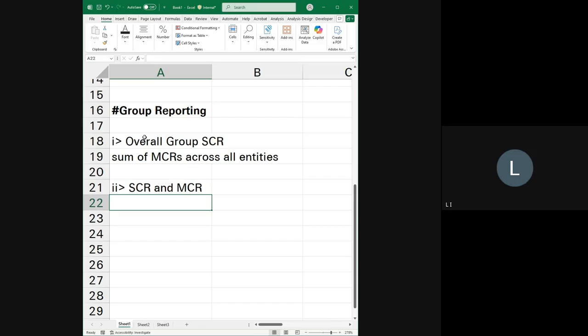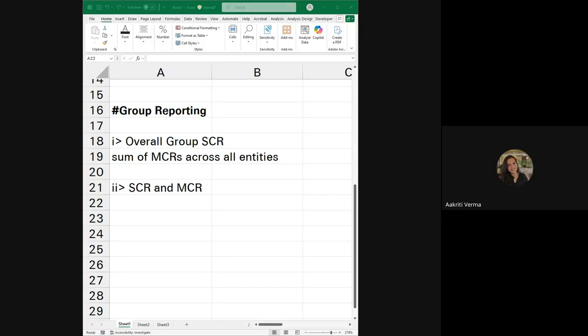Okay, does this make sense to everyone? So everyone individually has to meet their MCR, SCR. You think of everything as a group, as one single legal entity, take into account diversification benefits, and that needs to be met by the group. The group also needs to meet what? Sum of all MCRs. Does it make sense, guys? Any questions? All good?